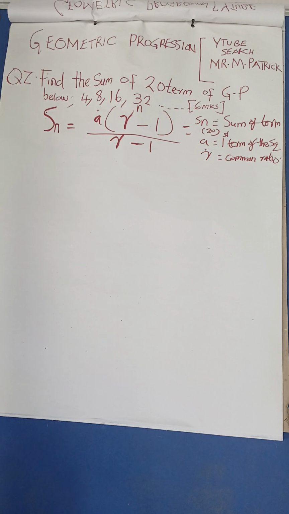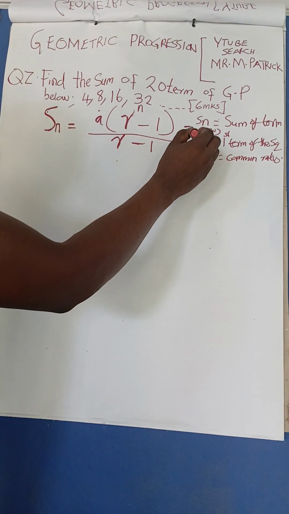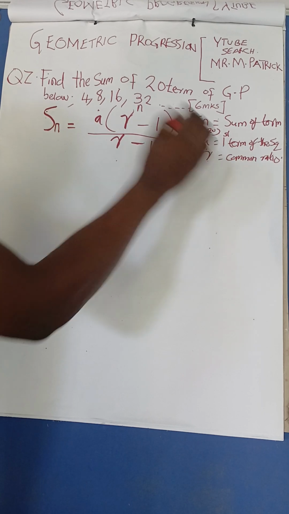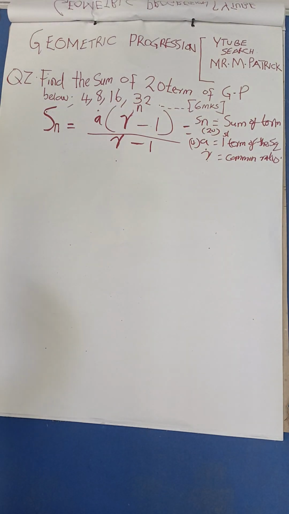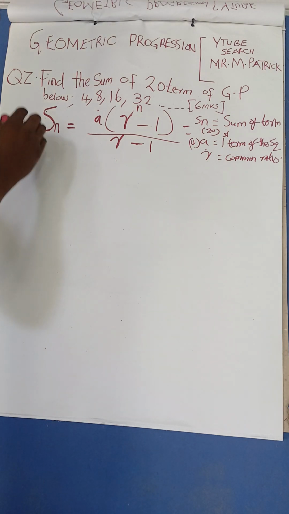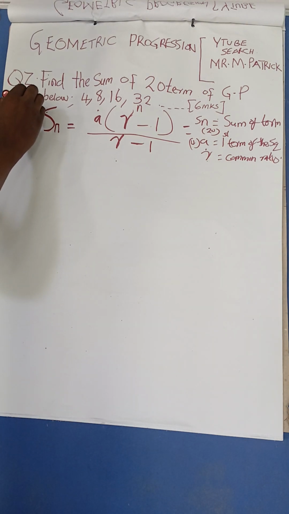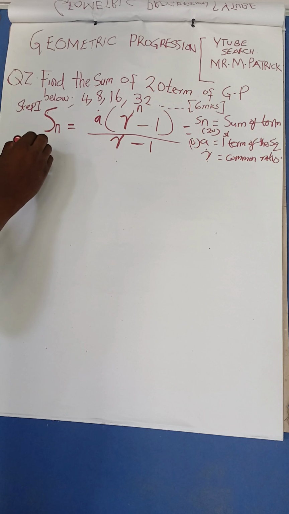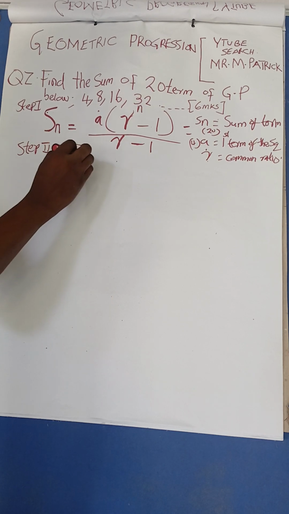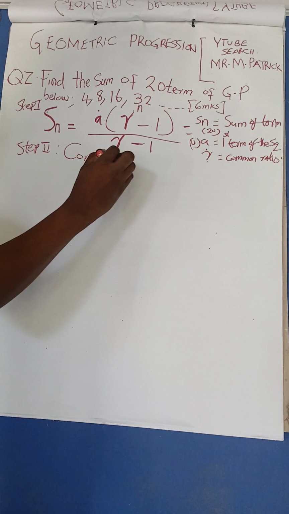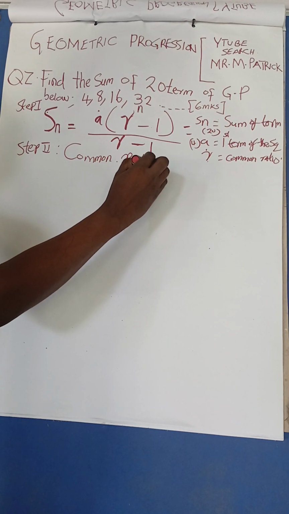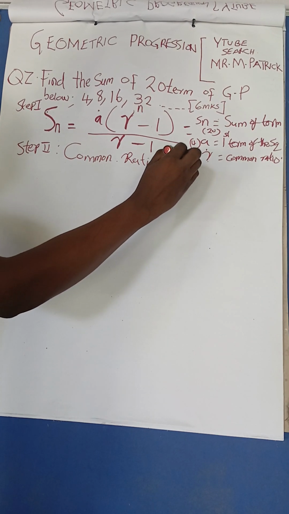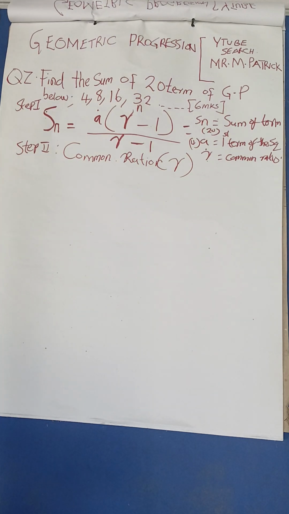Now, we already have the first term here, which is 4. So R is the one to calculate, which I had already shown, but I'm going to repeat. So this was the first step, step 1: you have to know the formula. Step 2: now we have to calculate the common ratio, and we always denote it as R.